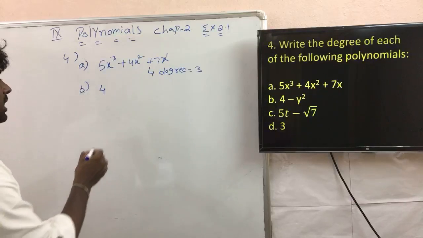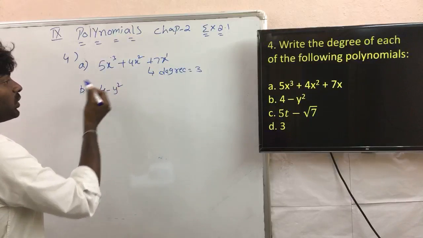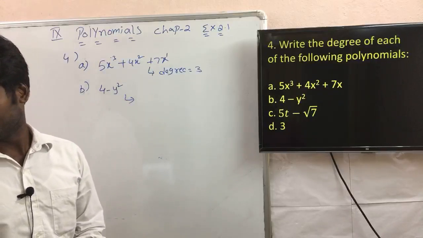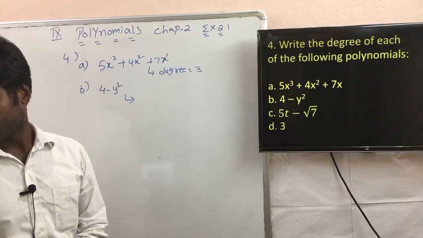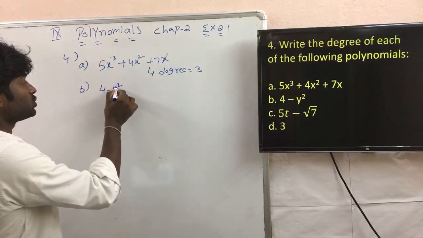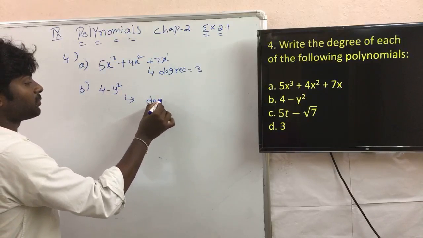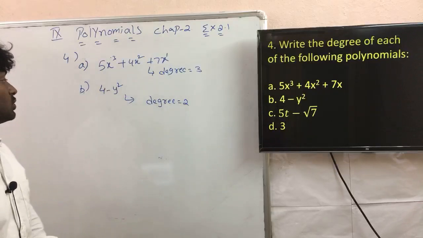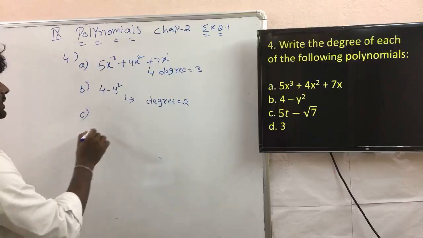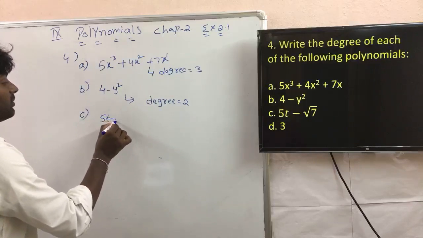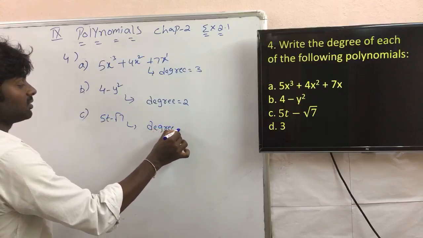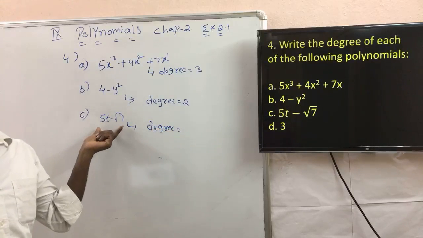Now second one is 4 minus y square. Highest power is 2 here. So degree of given polynomial is 2. Third one, 5t minus root 7. What is the degree of given polynomial here?